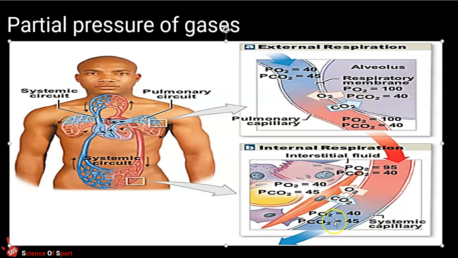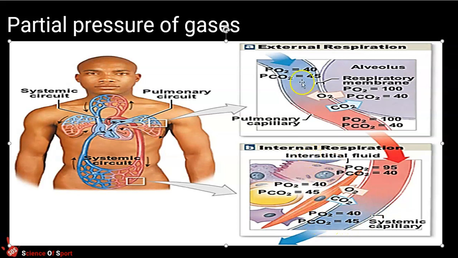What happens at the muscles? Oxygenated blood arrives at the muscles and oxygen diffuses into the muscles. We produce CO2 here, and CO2 diffuses from the muscles into the blood to be taken away. This location is where internal respiration happens. So the movement of oxygen and CO2 at the muscles is called internal respiration.